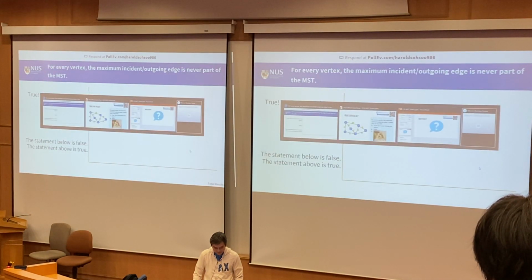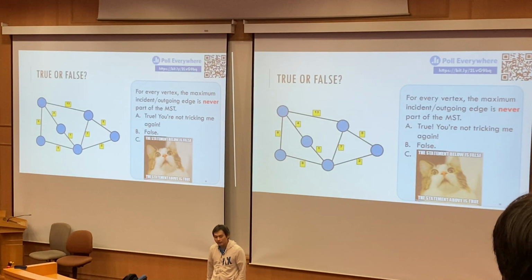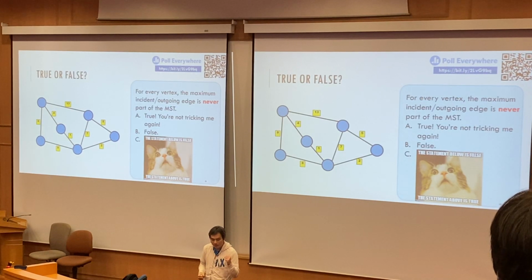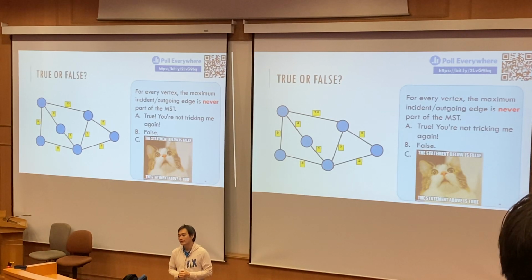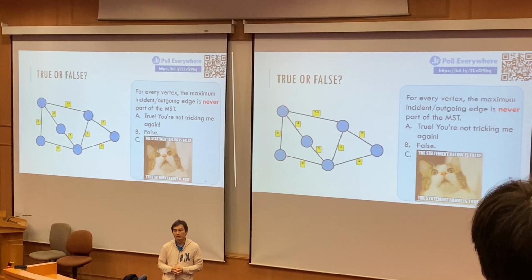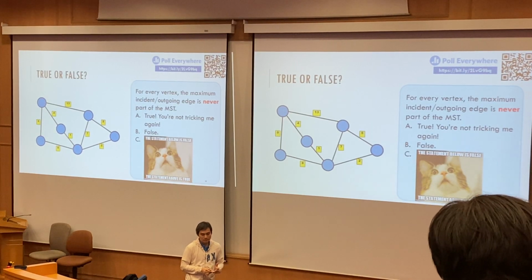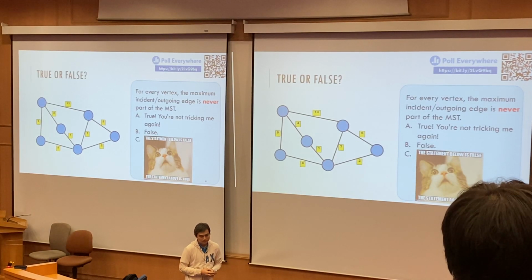So have a look. Just now we talked about the minimum edge on a vertex. How about the maximum of the vertex? If you only have one vertex with one edge, you can never exclude the maximum. I think it's like that. One edge.